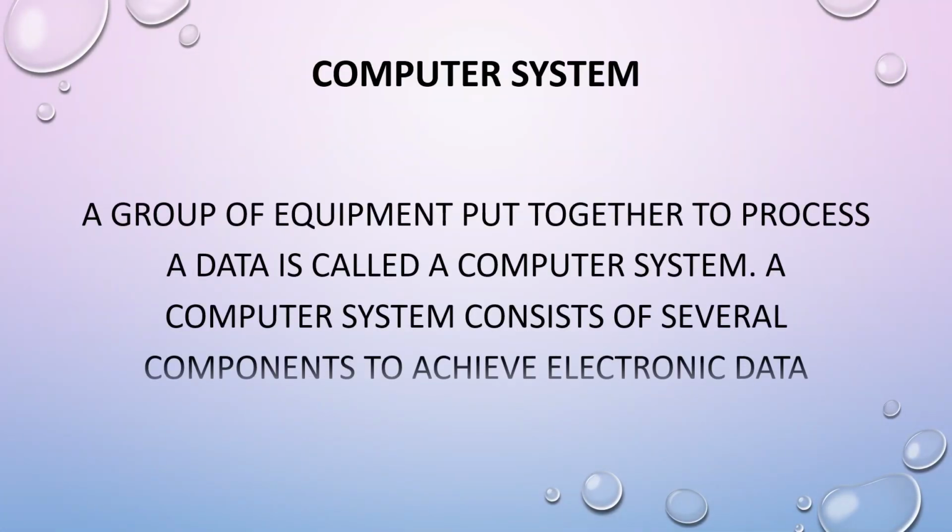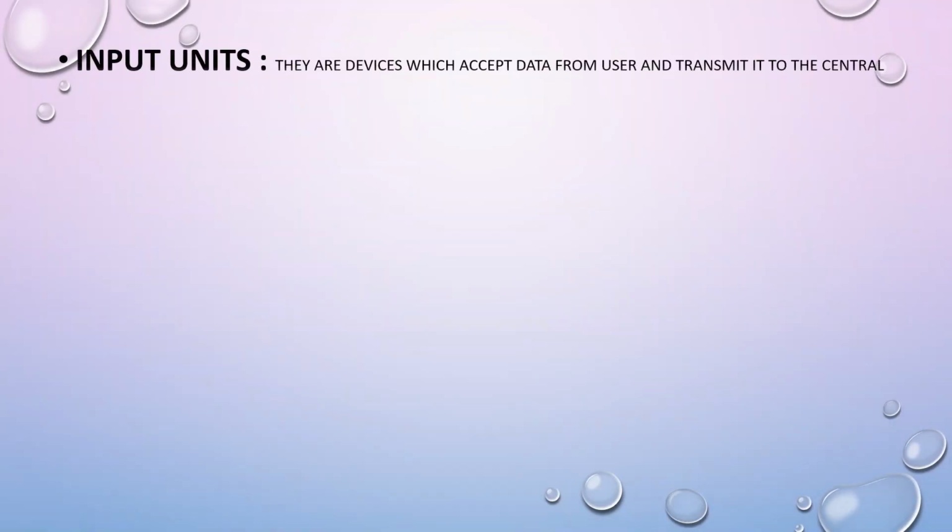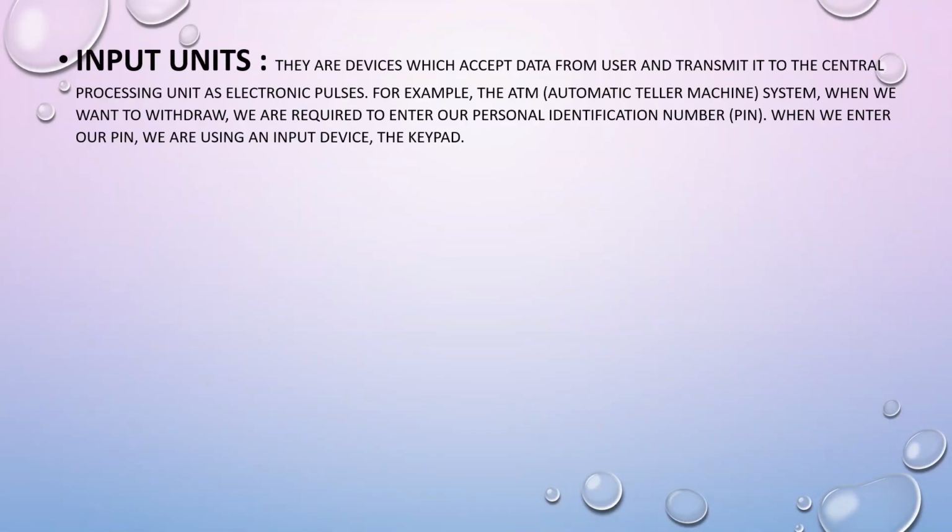Computer system. A group of equipment put together to process data is called a computer system. A computer system consists of several components to achieve electronic data processing. 1. Input units. They are devices which accept data from the user and transmit it to the central processing unit as electronic pulses. For example, the ATM, automatic teller machine, system.